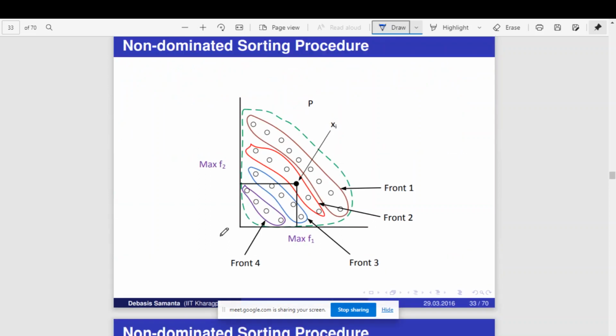So let us see this example. Here you can see there are two functions, f1 and f2. Here we want to maximize f1 and also maximize f2. If you want to maximize f1 and maximize f2, then which of these solutions will have rank 1?